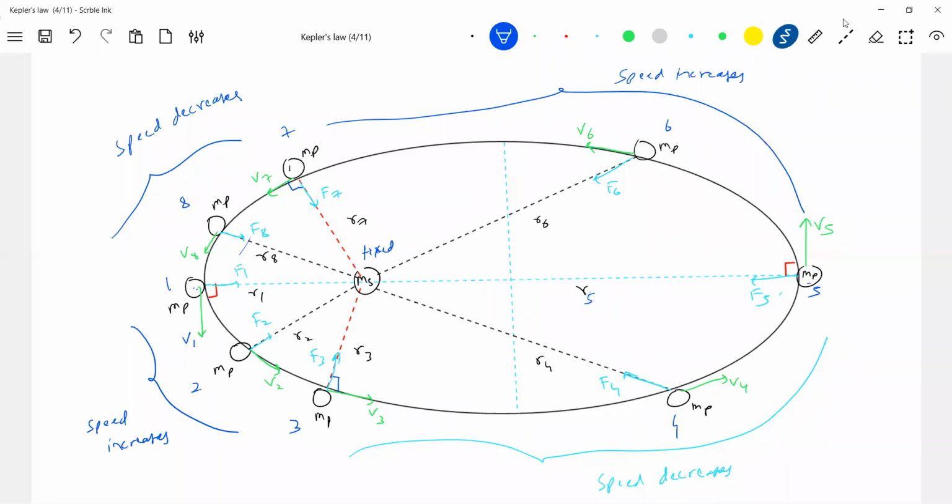So what are the advantages? This gravitational force is a conservative force, and work done by a conservative force in a closed path is 0. So therefore, it will be periodic motion. After 1 revolution, when it arrives at 1 again, it will have the same speed, because work done by a conservative force in a closed path is 0.